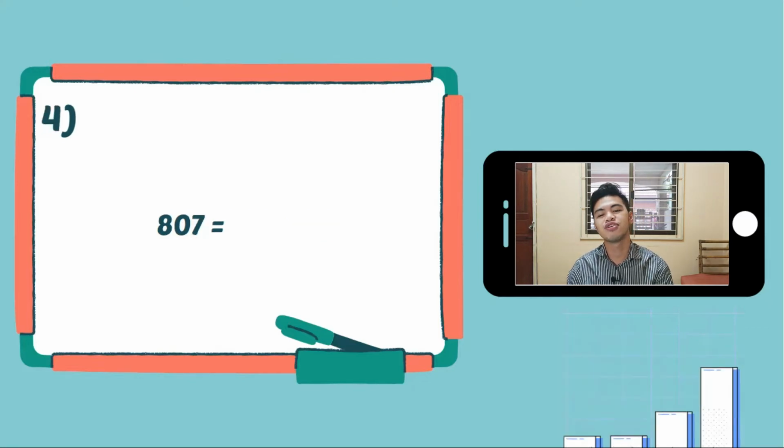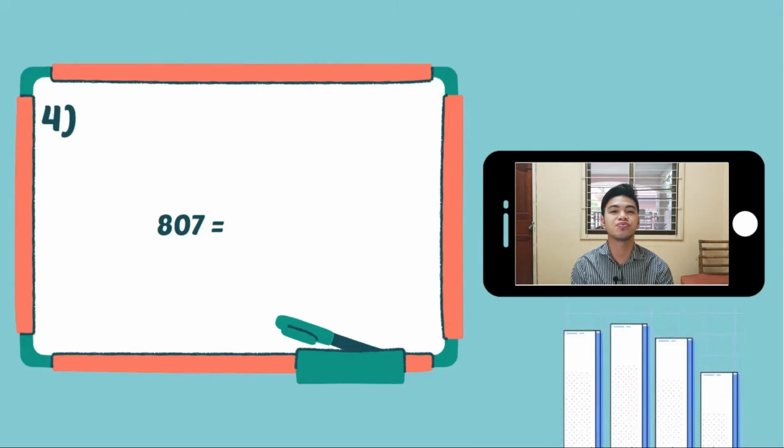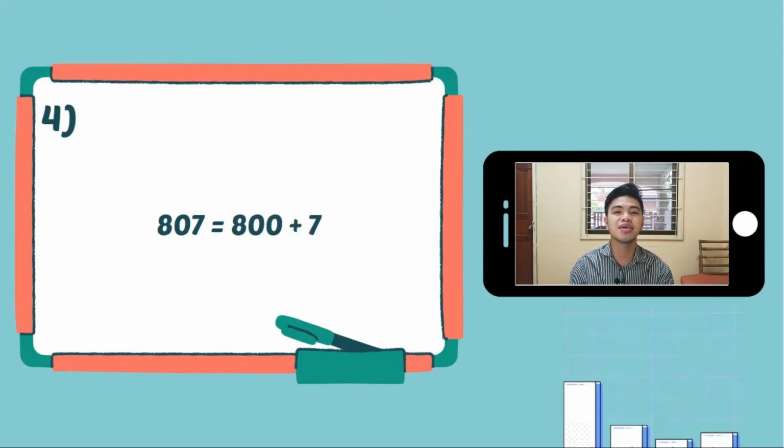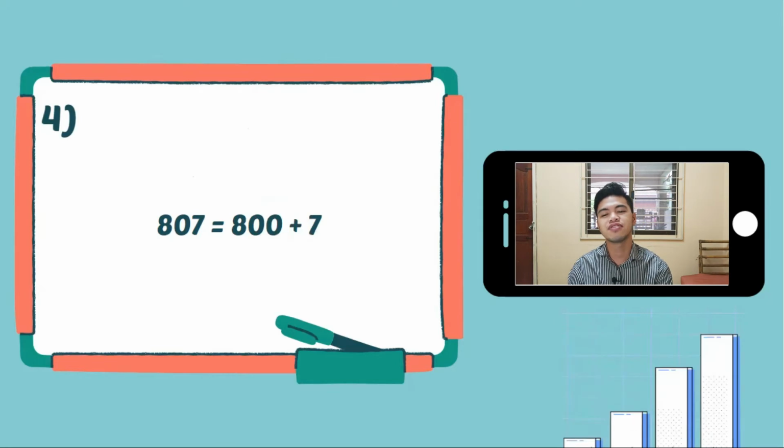So for the number 4, we have 807. We only have 2 places with the given digits, so it will be 800 plus 7. We can eliminate the 0 because it has no value. Okay, so that's it for that section.